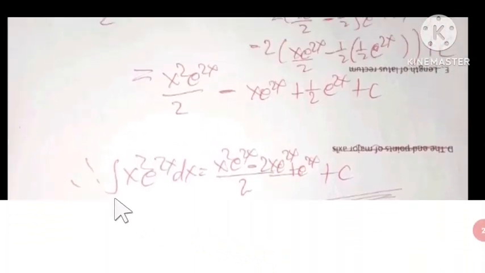Therefore, the solution of the integral of x squared e to the power of 2x dx is equal to x squared e to the power of 2x over 2, minus x e to the power of 2x over 2, plus e to the power of 2x over 4, plus c.